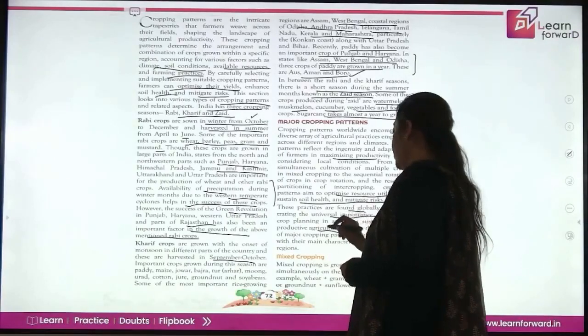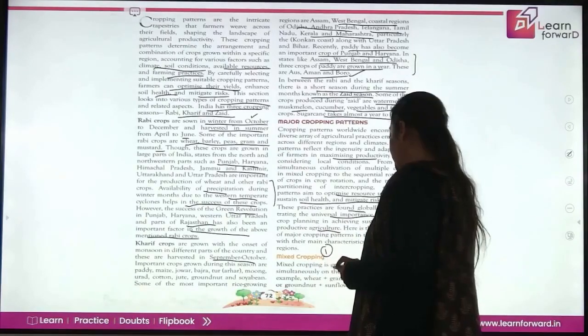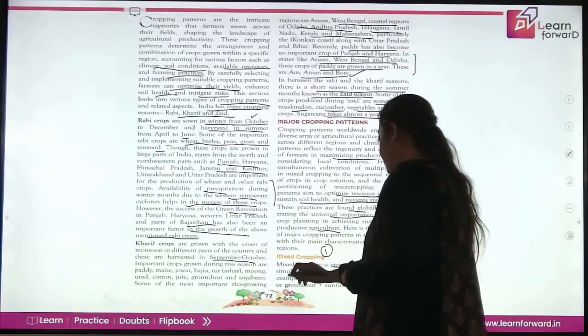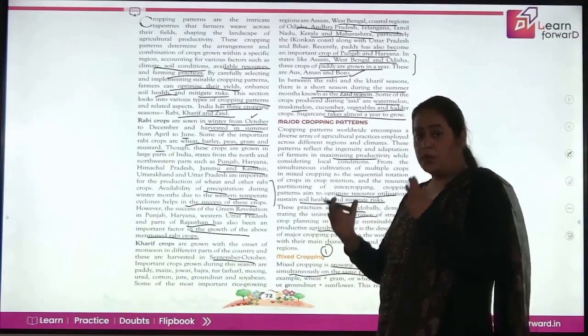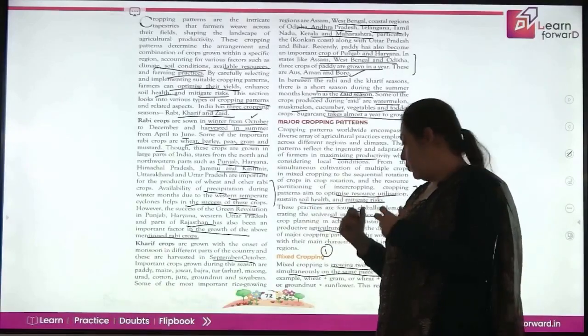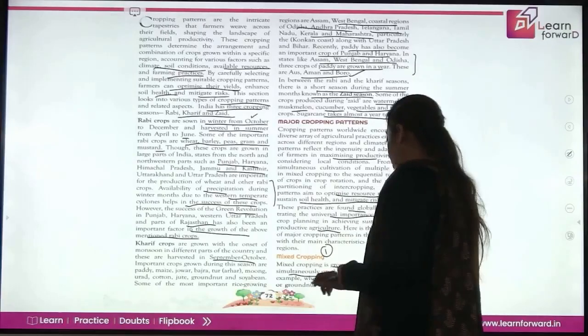Here is a description of major cropping patterns in the world along with their main characteristics. One is mixed cropping. In mixed cropping, it is growing two or more crops simultaneously on the same piece of land. तो mixed crop क्या करते हैं? दो या दो से ज़्यादा crop एक ही land में उगाते हैं. For example, wheat and gram और wheat and mustard और groundnut and sunflower.